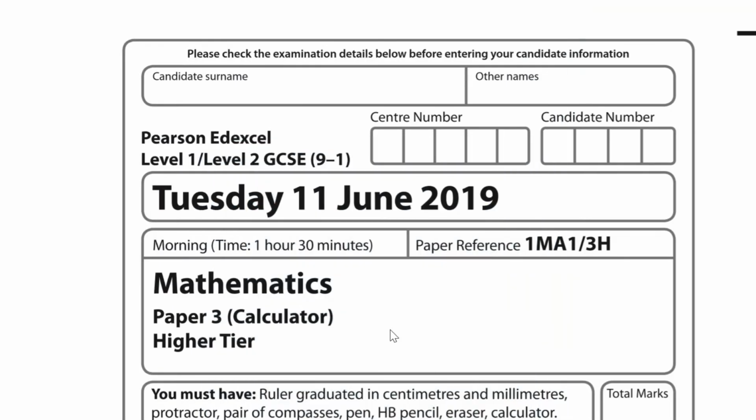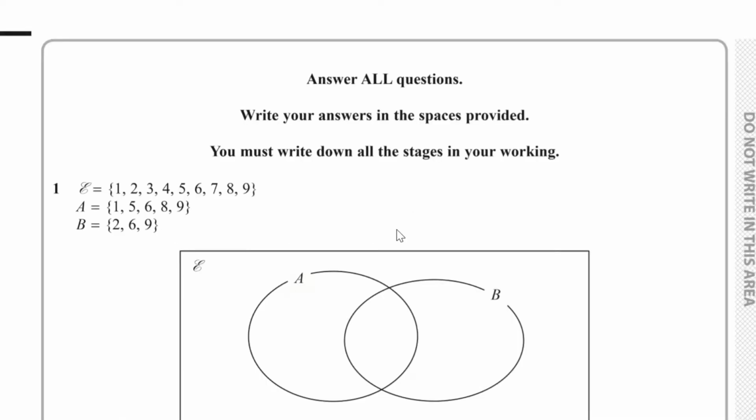In this video we will be going through the Edexcel GCSE Maths 9 to 1 paper from the higher tier, and it's from the June 2019 series.